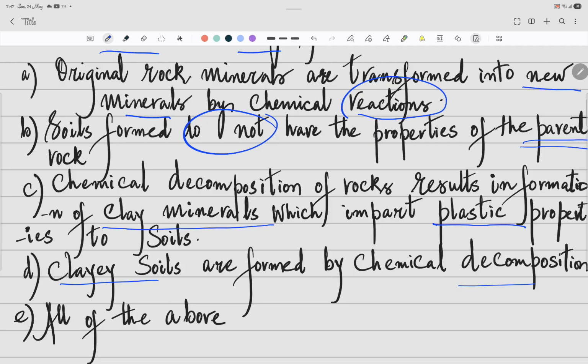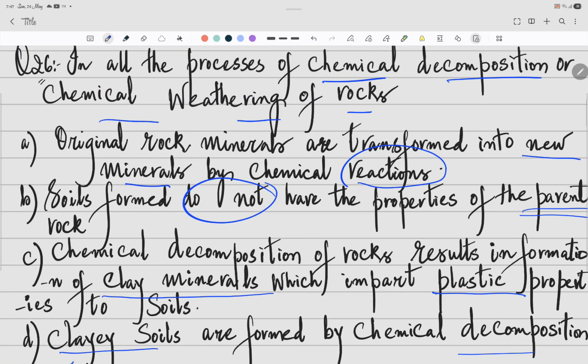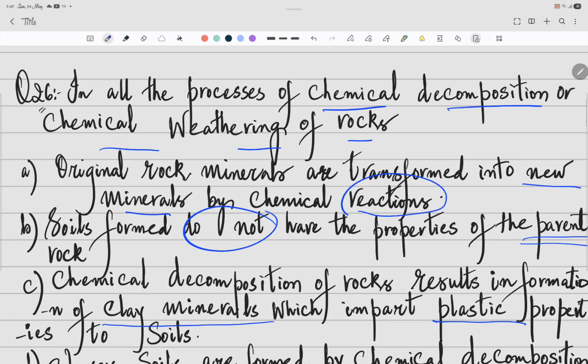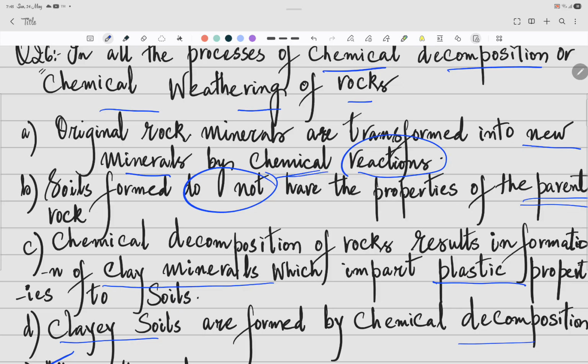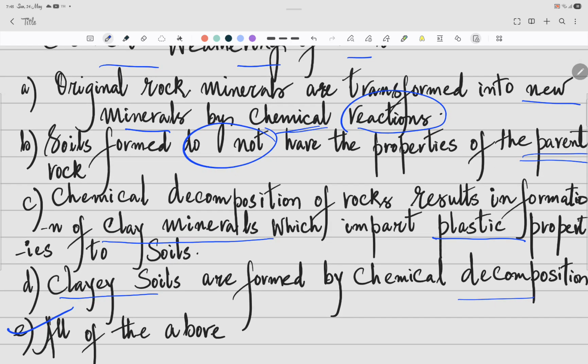So all of the above is the correct answer, because all the options are correct. Yes, it's true that during the process of chemical decomposition, original rock minerals are completely transformed into some new minerals by means of certain chemical reactions, and the soils formed by this process do not have the properties of the parent rock, unlike during the physical disintegration or the mechanical weathering of soils.